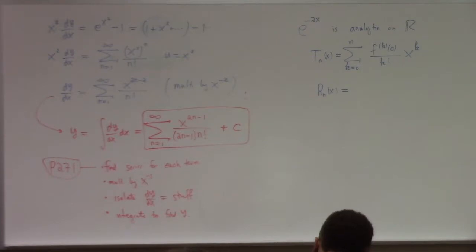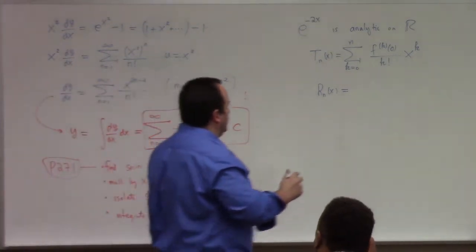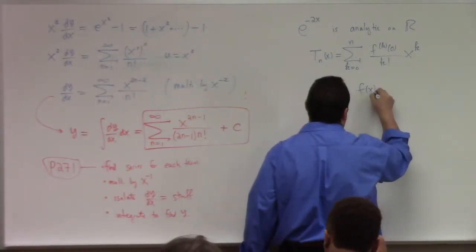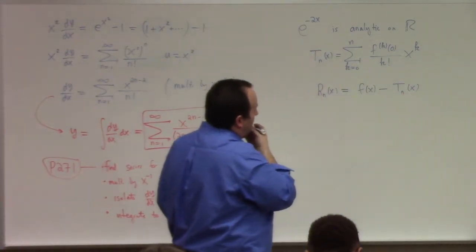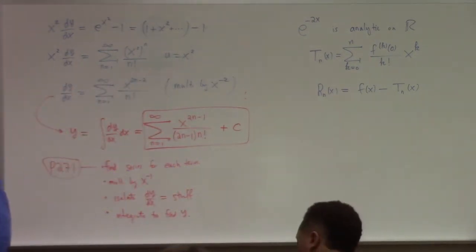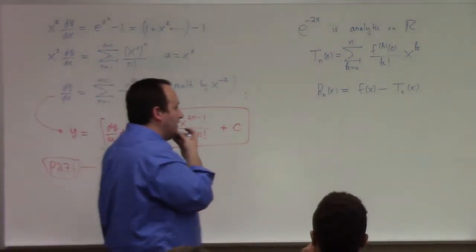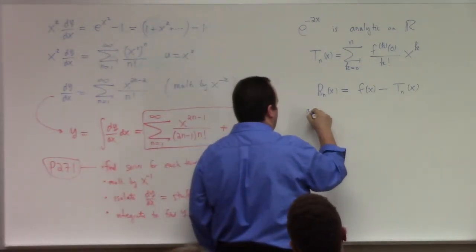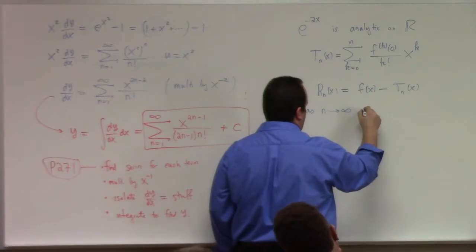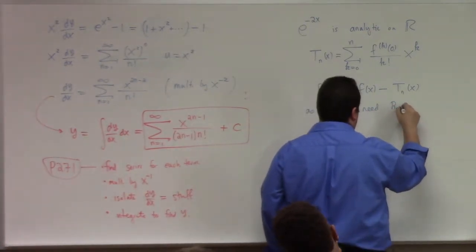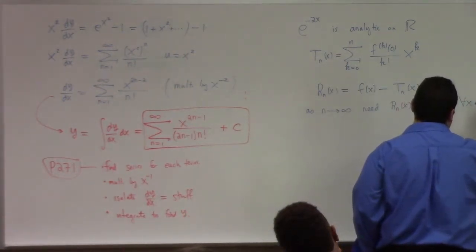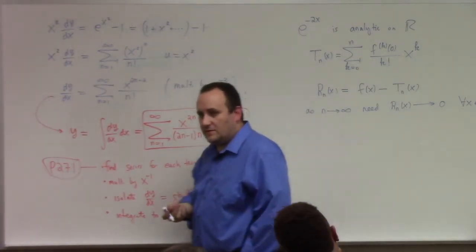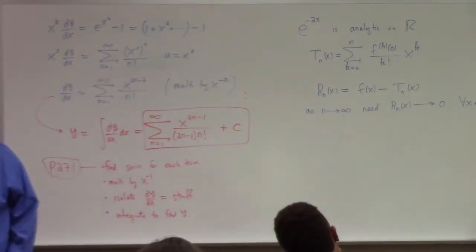I want to say f of x minus, yeah, fine, that's what I want to say. So this would be f of x minus Tn of x. And so to show it's analytic, I need to be able to show that as n goes to infinity, I get what? We need Rn of x to go to 0 for all x in the reals. That's your goal, is to show that the remainder term goes to 0 for any x.